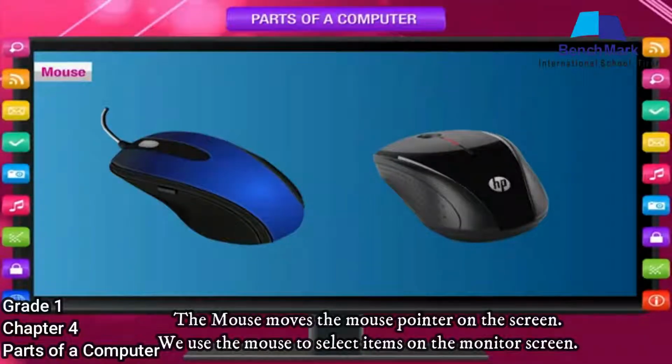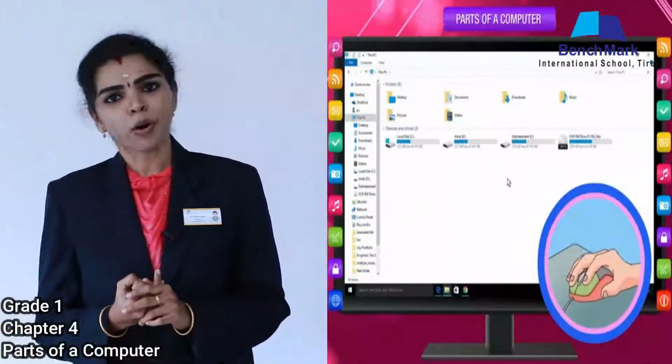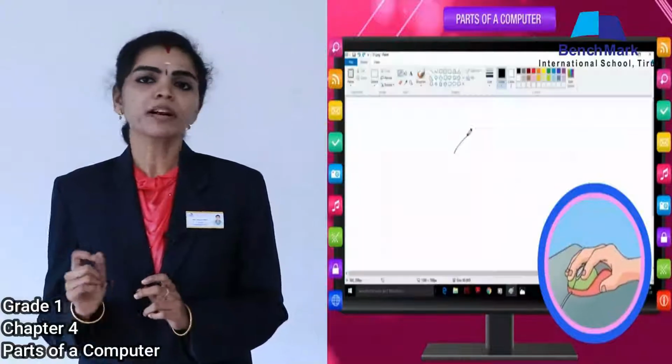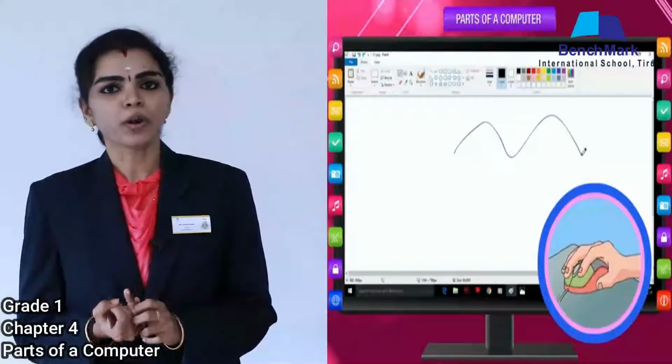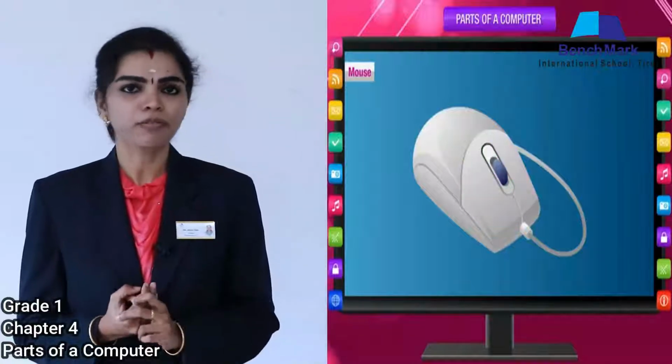Okay, next we are going to see mouse. So what is a mouse? Mouse is a pointing device which is used to point the things that are appearing on your screen. So with the help of mouse we can draw, we can paint. By moving a mouse we are able to draw and paint, and we can also play games with the help of mouse.